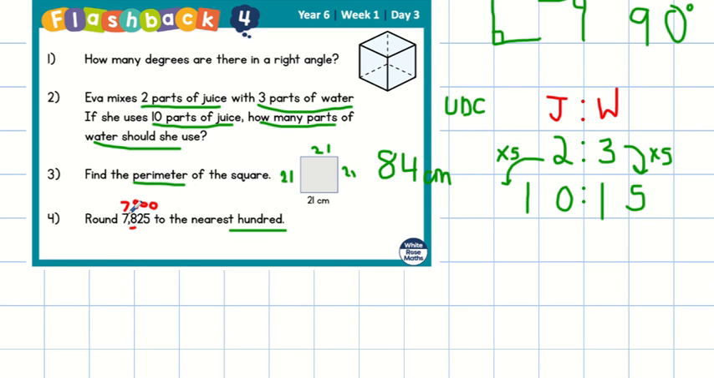If you're rounding 7,825 to the nearest 100, your answer is 7,800.